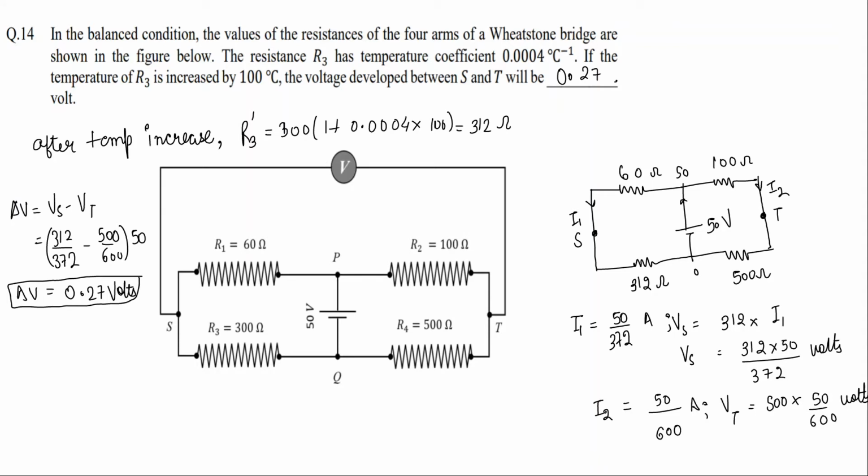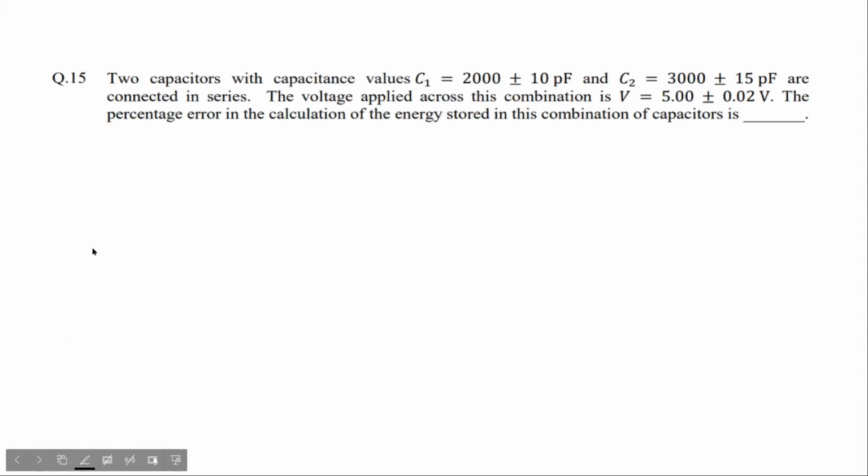So now I'm gonna move forward. Yeah, this is the next problem, in which you see that there are two capacitors with capacitances C1 and C2 connected in series. Okay, and the voltage applied to the combination is V. Okay, the percentage error in calculation of energy stored in the combination of capacitors. Now first of all, what I'm gonna do is I'm gonna write 1 by C equivalent. That would be 1 by C1 plus 1 by C2.